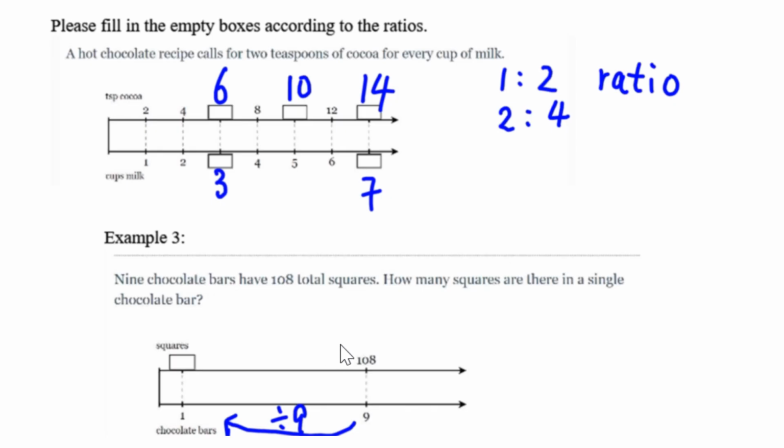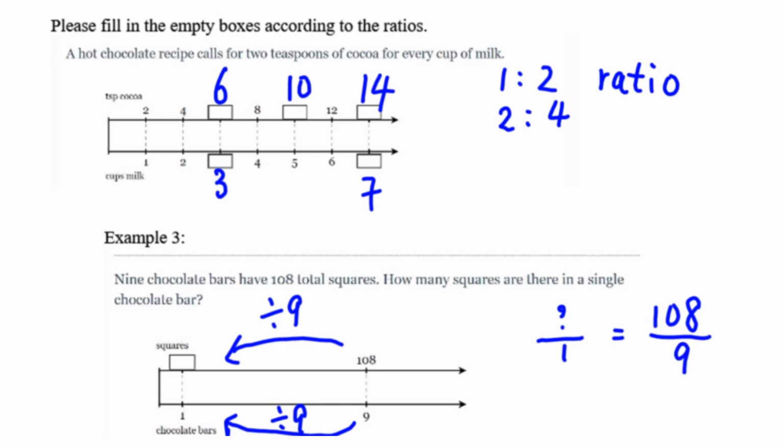Then we are going to do the same thing. Divide by 9 to get how many squares in one chocolate bar. So this one we need to divide it by the same thing. All you could think is a question mark ratio to 1 is equivalent with 108 squares over 9 chocolate bars. And you could do cross times, then divide.